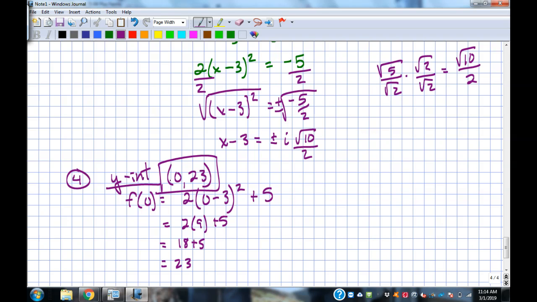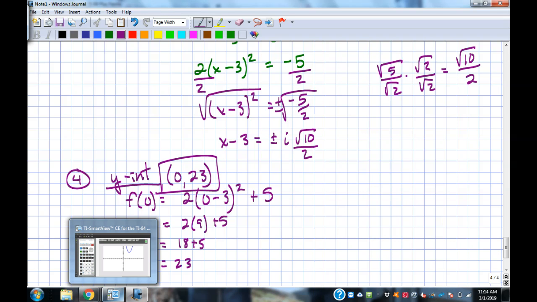Way up there. Makes sense that it's way up there because it was out of my screen. We didn't see it crossing the y-axis because it was off the screen when you look at that graph there, way off the screen.